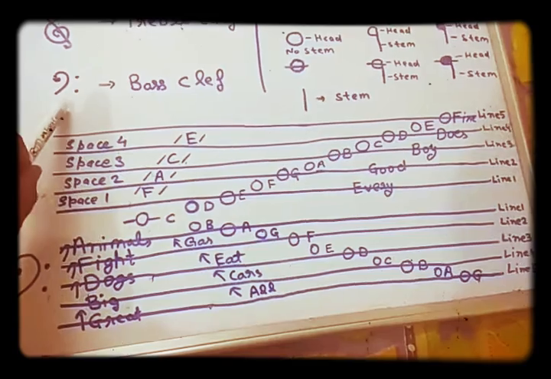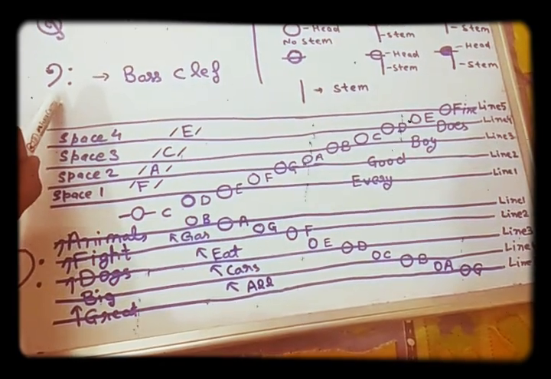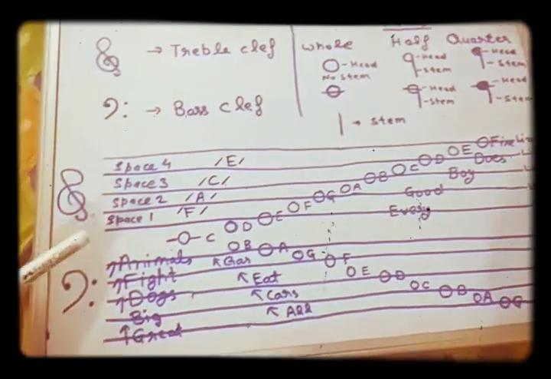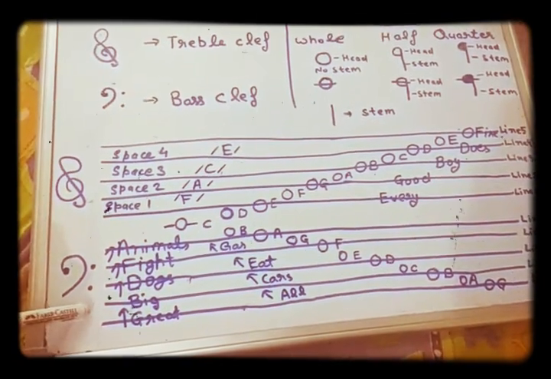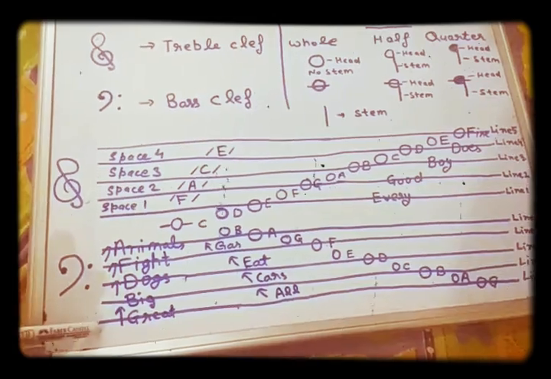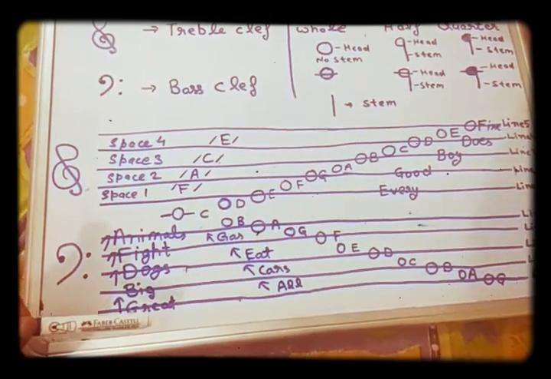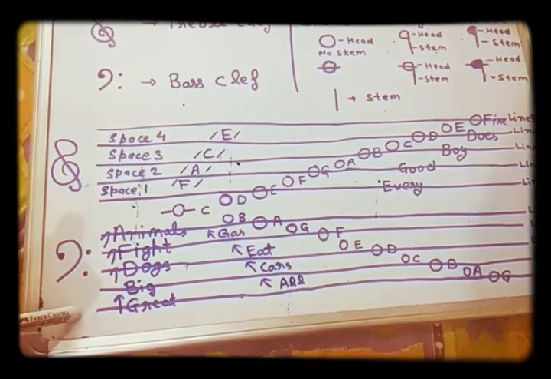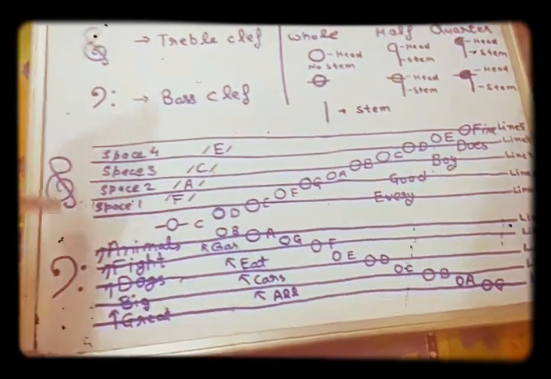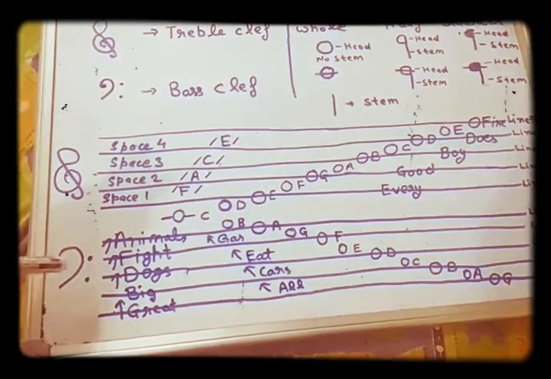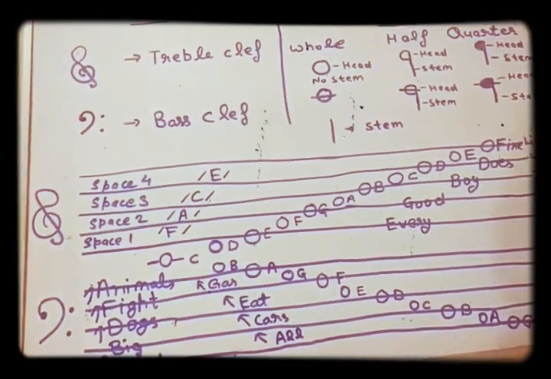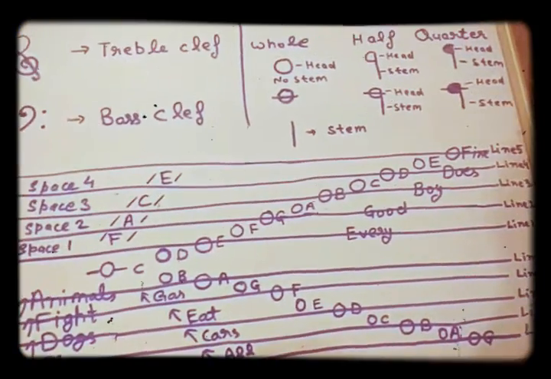Then we have this bass clef sign. This is the sign of bass clef, this one. And we put this sign before the 5 lines in the bottom part of the staff notations. I'll tell you the meaning of the treble clef and bass clef in some other video on a later stage.